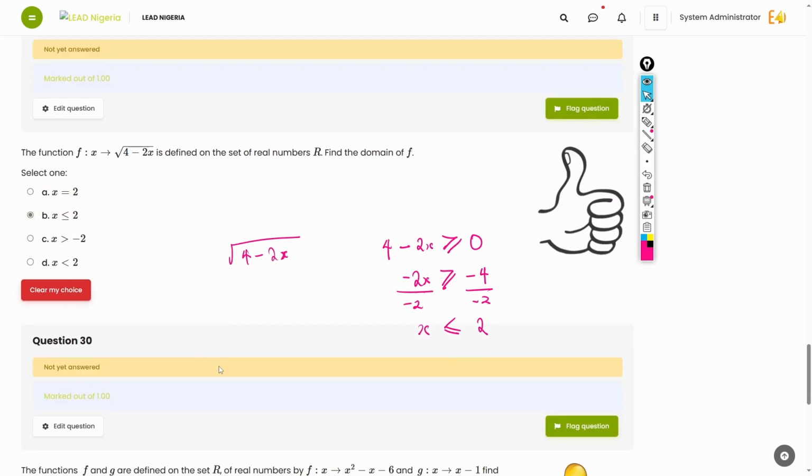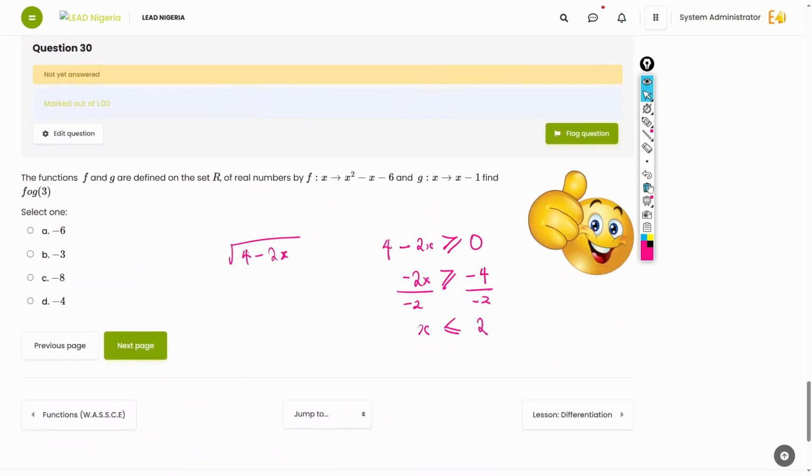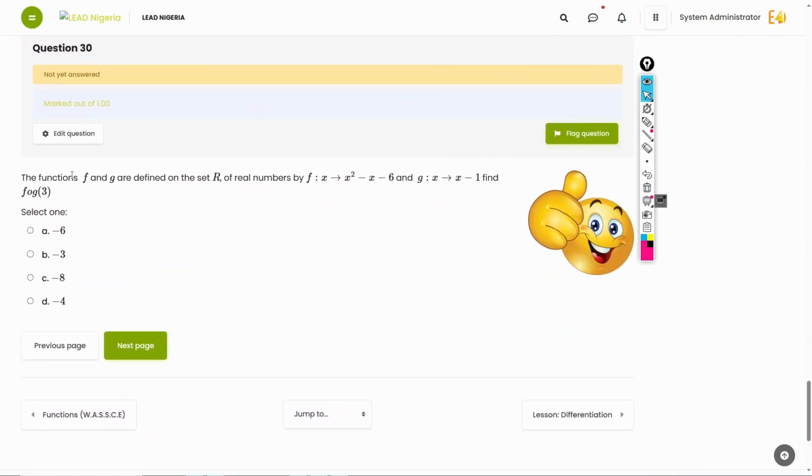So we're nearly there. Number 30. Find f of g of 3. So we have two functions and we have to find f of g of 3. So I just need to find g of 3 and I plug in, right? So come here and find g of 3. He's saying g of x is equal to x minus 1. So g of 3 would be 2, right?